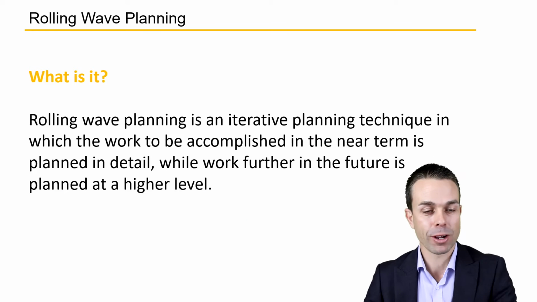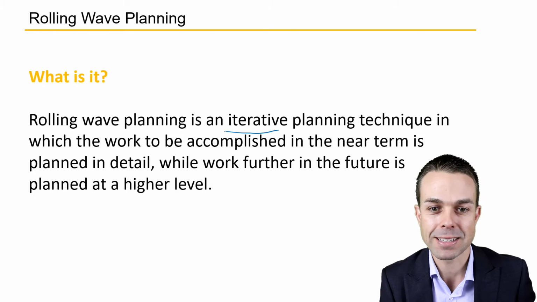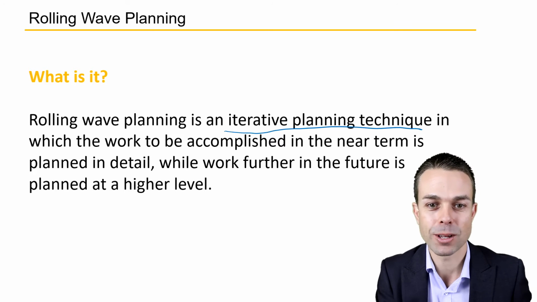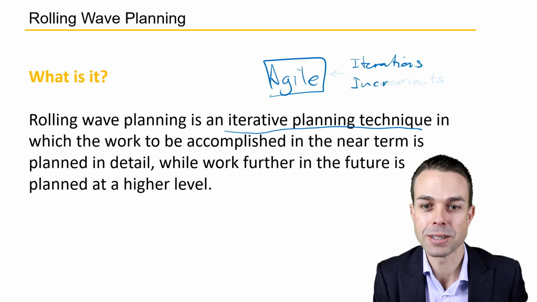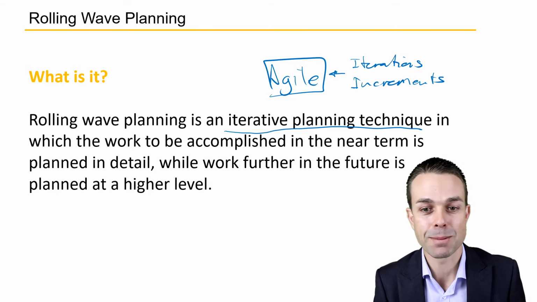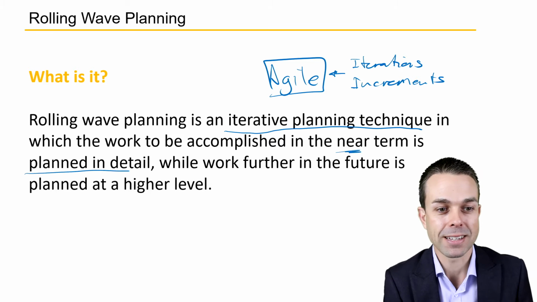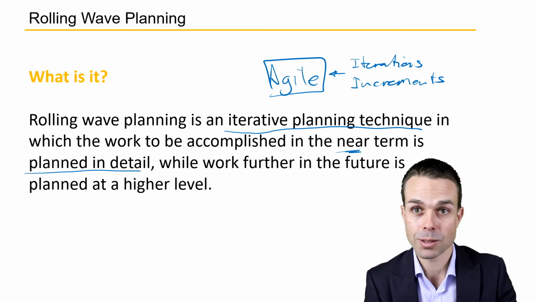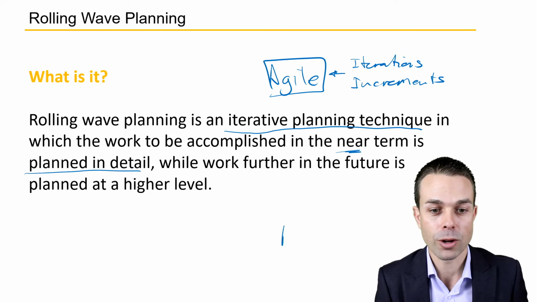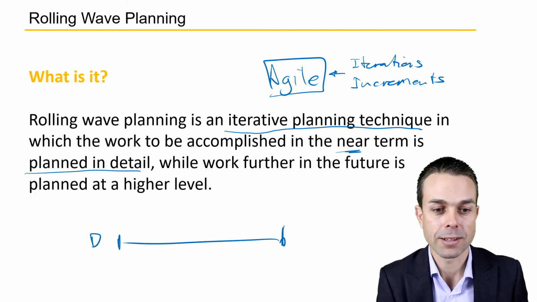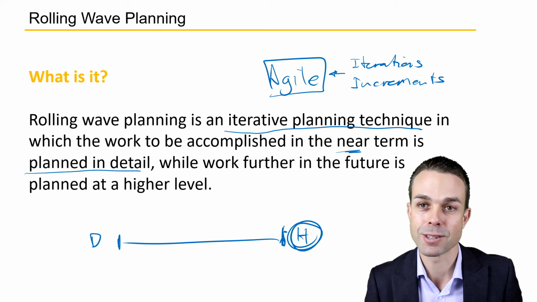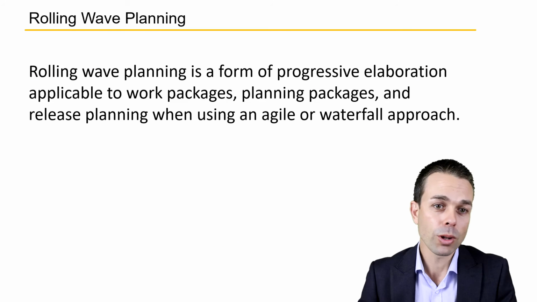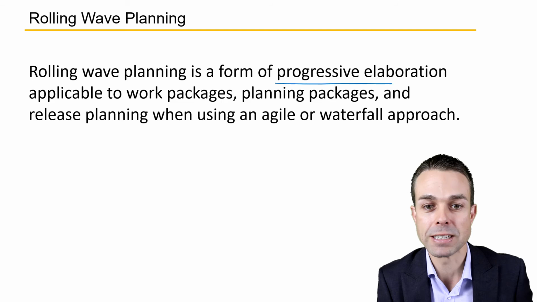So what is rolling wave planning? Well, it's an iterative planning technique. And even that should tell you that we're really delving into the realm of Agile, where we've got iterations and we're delivering increments. And this is where rolling wave planning can come into it, because in the near term, it's planned in detail. So things that are coming up quite close, planned in great detail, while the further work way out here is planned at a higher level. So we just want a basic idea of the stuff coming way off in the distance. So rolling wave planning is a form of progressive elaboration because of that.